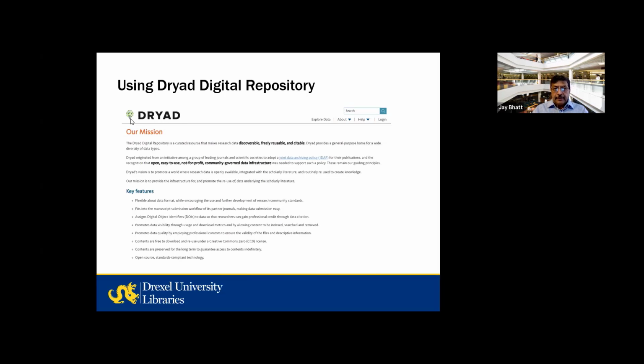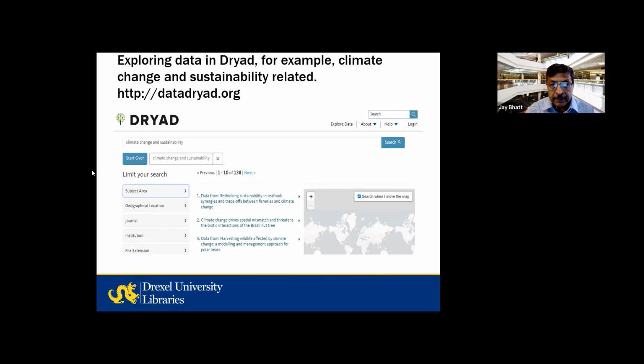DRIDE Digital Repository is another example where you can find discoverable, freely usable, and citable data sets. There are some important features of DRIDE included here that you can read later on. But the most important thing that I would highlight is it promotes data visibility through usage and download metrics and by allowing content to be indexed, searched, and retrieved. So you will be able to cite that data also.